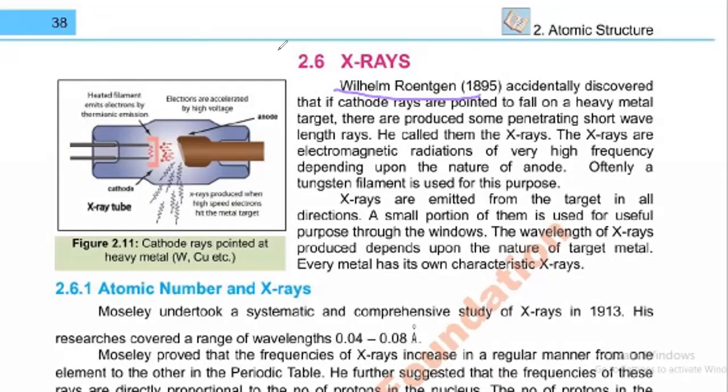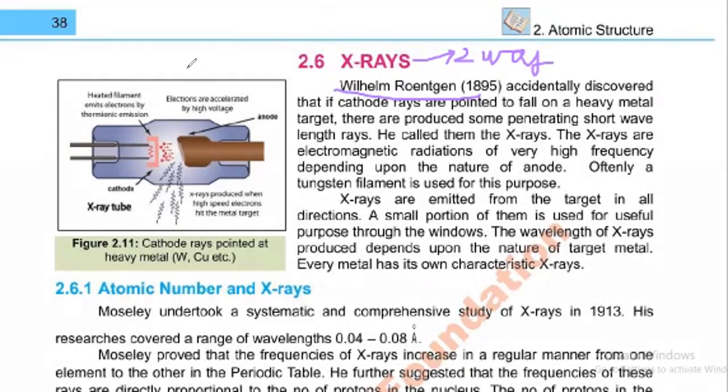X-rays are also called Röntgen rays because they were discovered by Röntgen. There are two ways to produce X-rays. One is Röntgen rays, and the second one is Bremsstrahlung. Actually, it's a German name. Okay, the real scientist who discovered the electron rays.